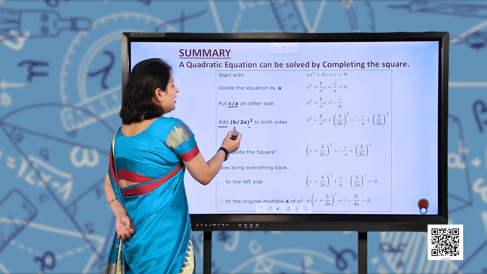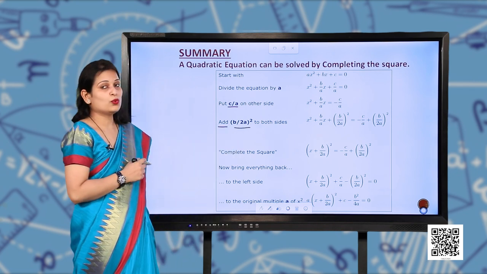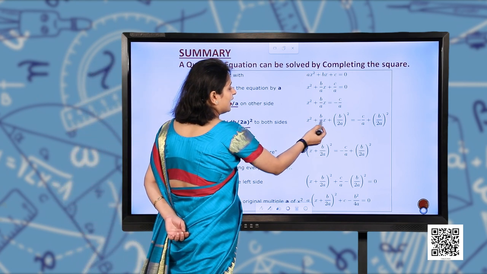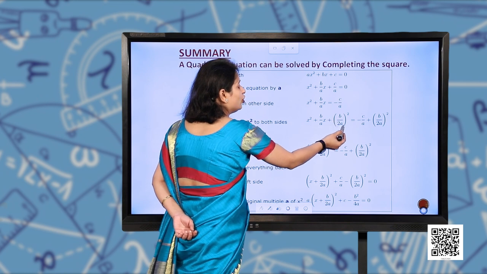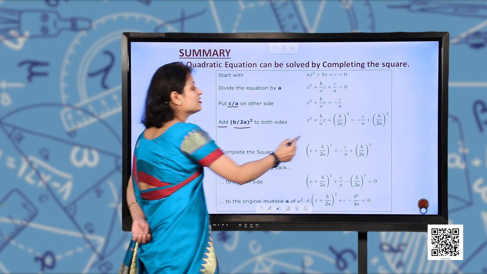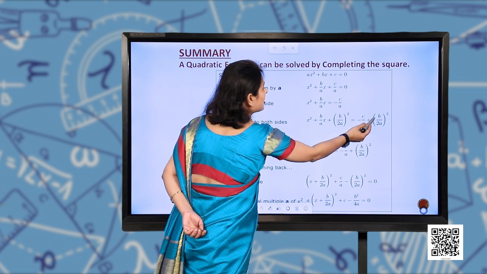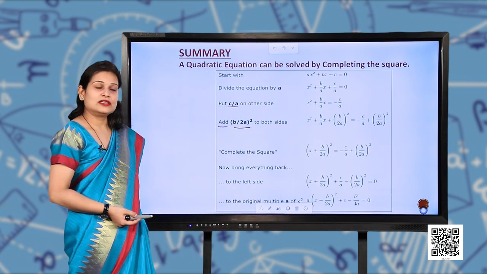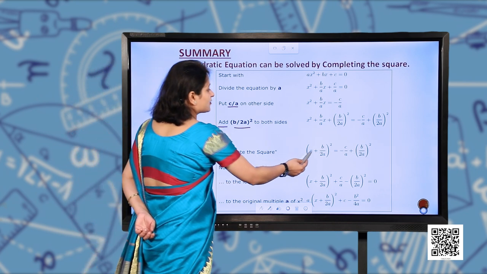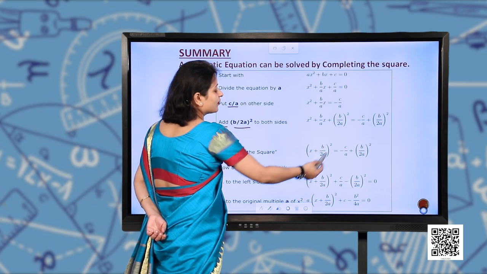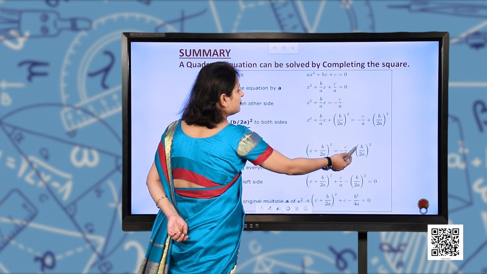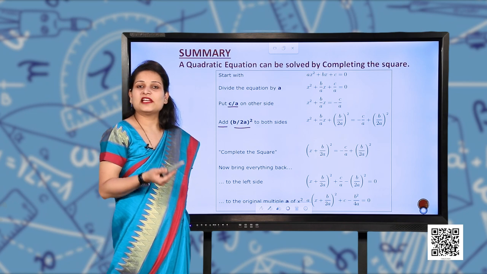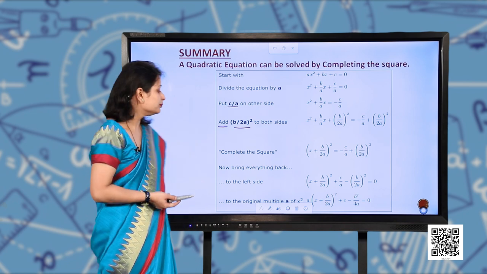Now add b upon 2a whole square to both sides. So we will get x square plus b by a x plus b upon 2a whole square, which is equal to minus c by a plus b by 2a whole square. Now we have to complete the square. So we will get x plus b by 2a whole square, which is equal to minus c by a plus b by 2a whole square, which is of the form x plus p whole square is equal to q.